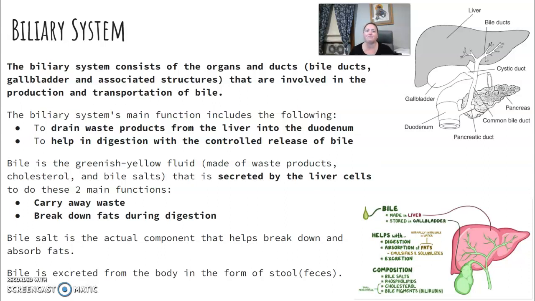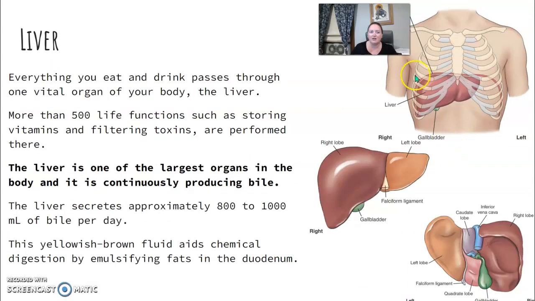Your biliary system are your organs and ducts that are involved in the production and transportation of bile. So bile ducts, gallbladder, anything associated with those structures. Its main functions are to drain waste products from the liver into the duodenum and help with digestion and the controlled release of bile. So what is bile? It's nothing fun. Secreted by the liver cells, it's going to carry away the waste and break down fats during digestion. So we need to make sure that you're going back to basics on these, basic A and P stuff.